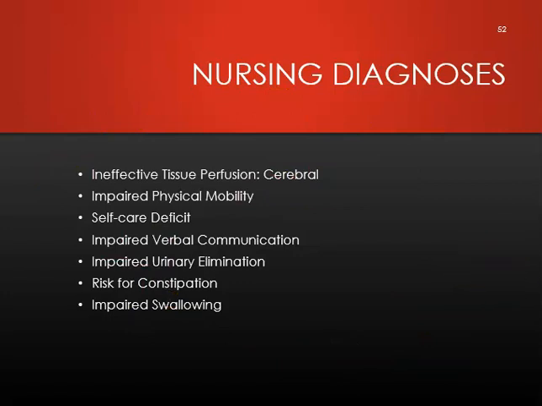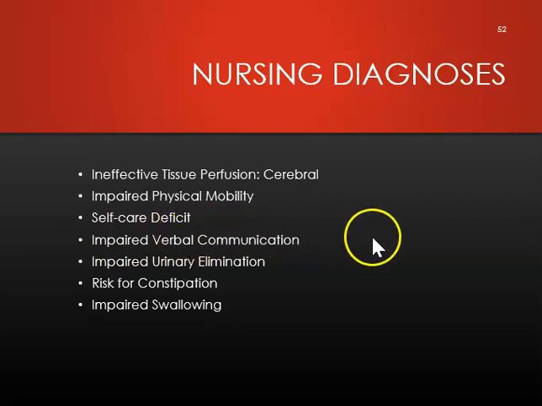So you're going to monitor your patient for ineffective tissue perfusion. We want to make sure that they've had no changes in their deficits. Impaired physical mobility, especially if they're suffering from hemiplegia. Self-care deficit goes along the same lines. That's why we have PT and OT involved in their care. Impaired verbal communication, if they're having expressive, receptive, or even global aphasia. Get speech therapy involved with this.